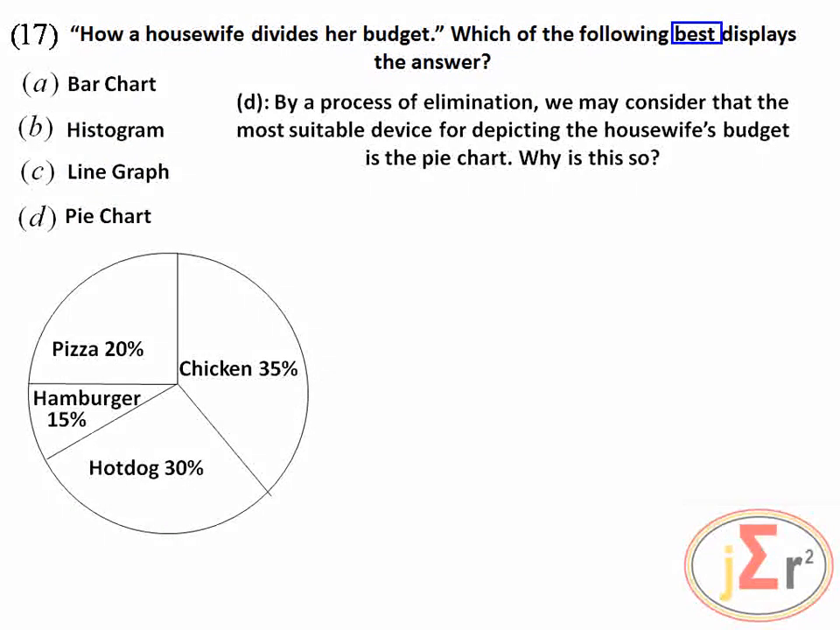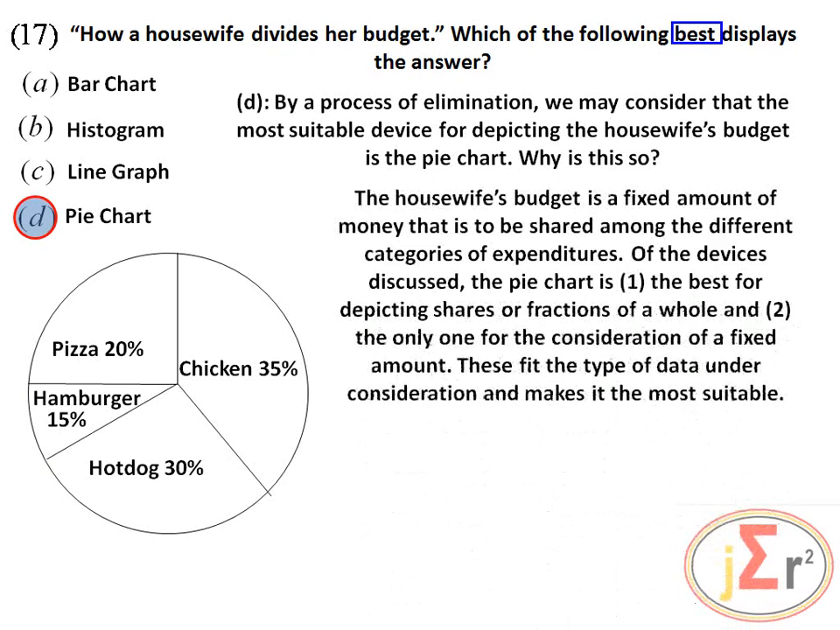By a process of elimination, we may consider that the most suitable device for depicting the housewife's budget is the pie chart. Why is this so?